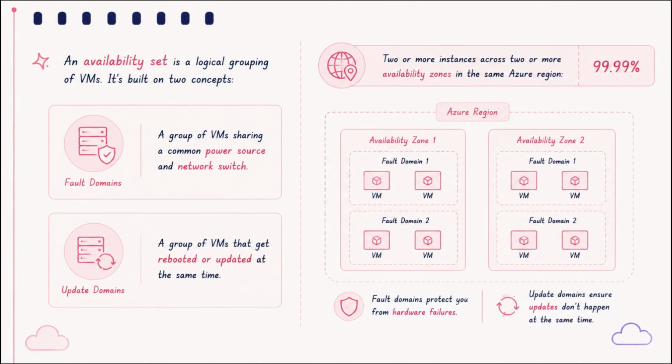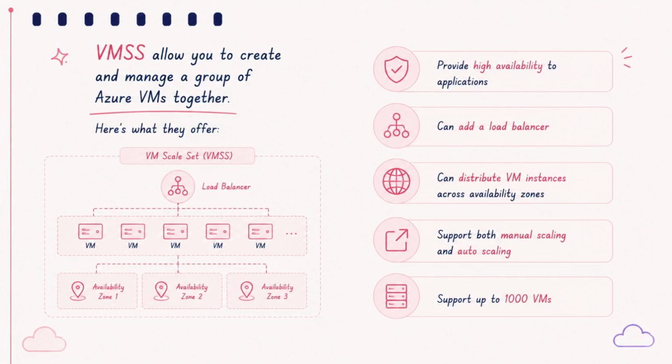It's built on two concepts. First, fault domains, a group of VMs sharing a common power source and network switch. Update domains, a group of VMs that get rebooted or updated at the same time. 2 or more instances across 2 or more availability zones in the same Azure region is 99.99%.